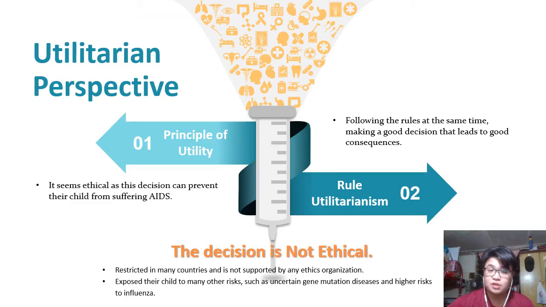According to the principle of utility, it seems ethical, as this decision can prevent their child from suffering AIDS. However, we should also consider rule utilitarianism. It states that one should follow the rules while at the same time making a good decision that leads to good consequences. Therefore, the decision is not ethical, because genome editing methods on embryos are restricted in many countries and not supported by any ethics organization. This will expose their child to many other risks, such as uncertain gene mutation and higher risk of influenza.